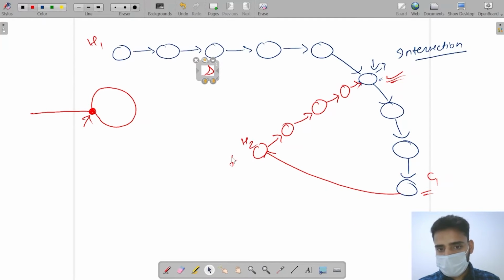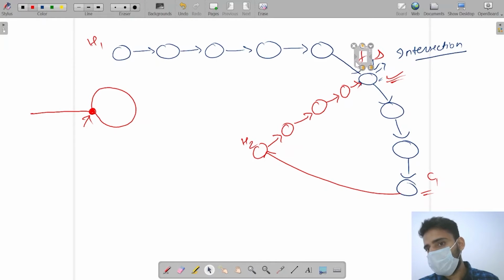Again this moves one step ahead, this will also move one step ahead, and this will again move one step ahead, and again, and again, and they both meet at this intersection. Okay, and we have achieved our goal.